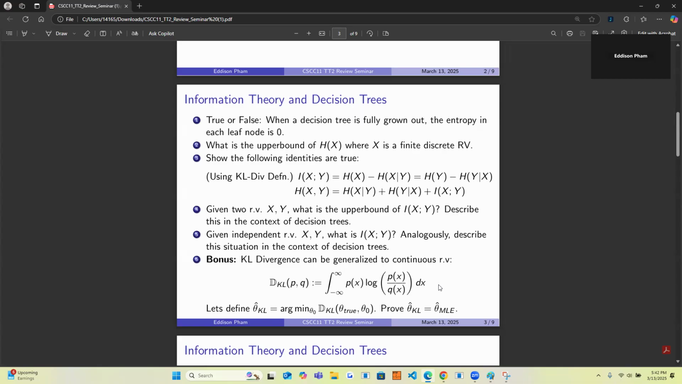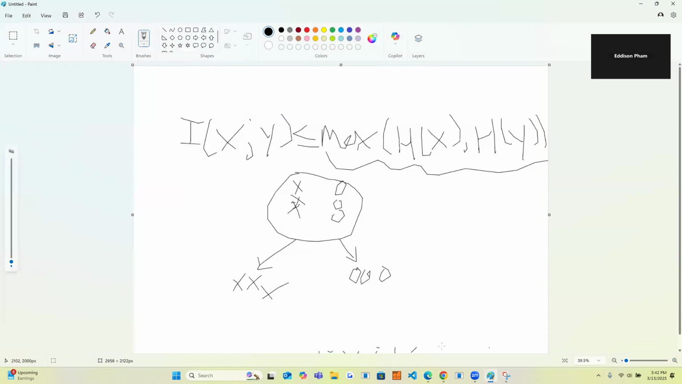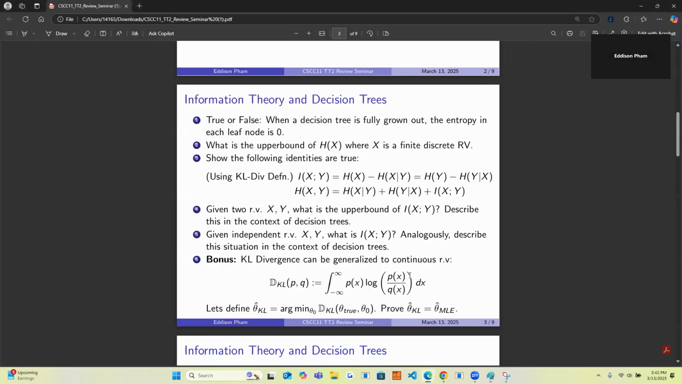Or rather, let me give you some intuition. When your random variables are independent, the information they share is nothing, because knowing about one random variable, X or Y, does not tell you anything about the other. So I'm actually going to just give you the answer. What this means in terms of decision trees is that your split is essentially useless.